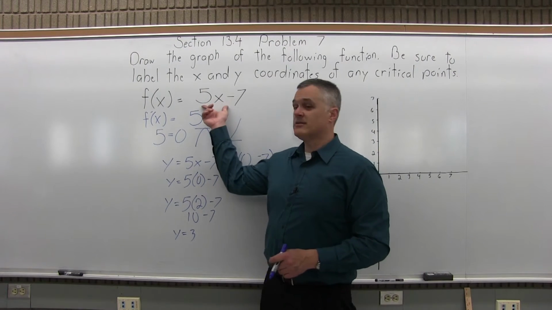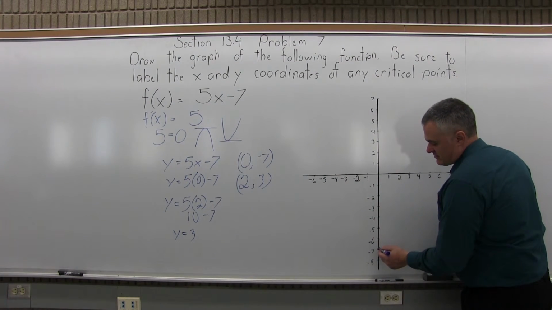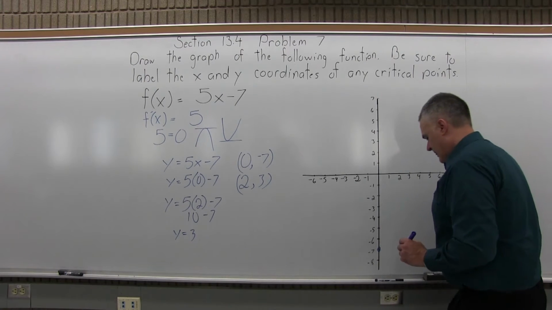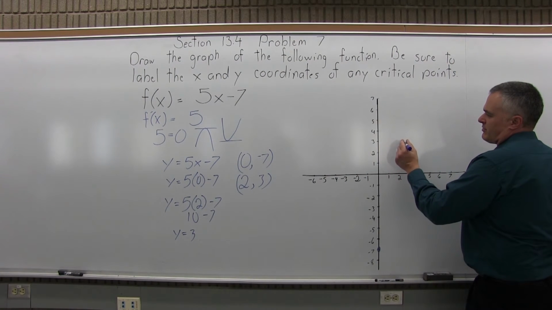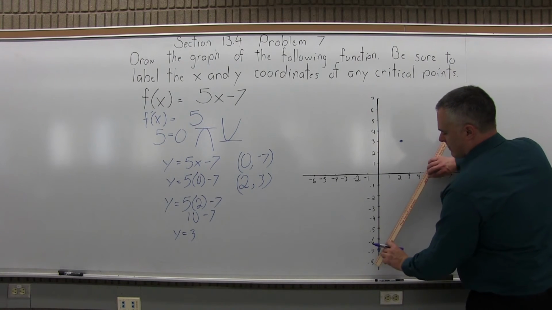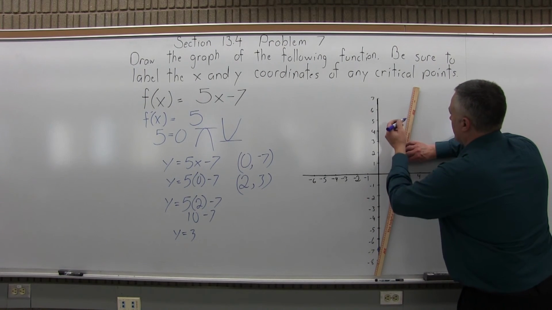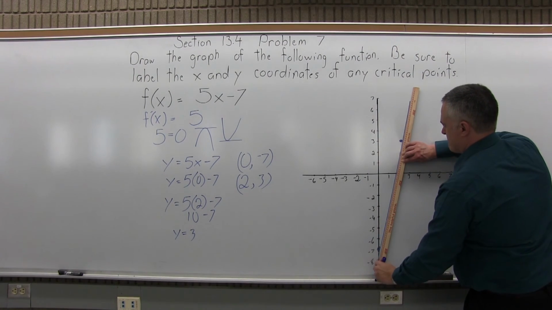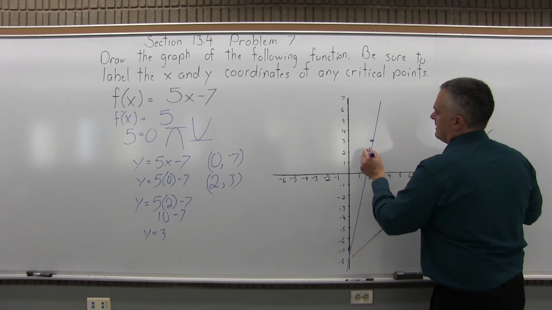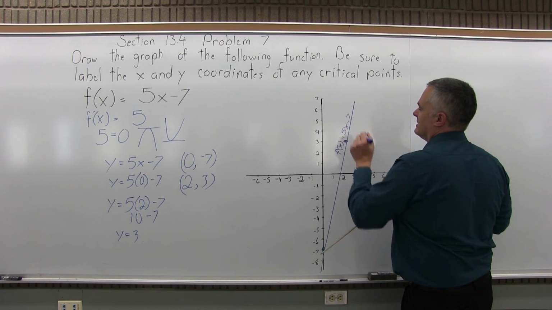Again, I know it's a straight line. It's basically y equals mx plus b. So if I graph over 0 down 7, over 0 down 7 is there. And then over 2 up 3. So over 2 up 3 is here, right? Over 2 up 3. And then I can connect these two. A nice straight line. Like that. And this is the graph of f of x equals 5x minus 7. This one's a straight line.